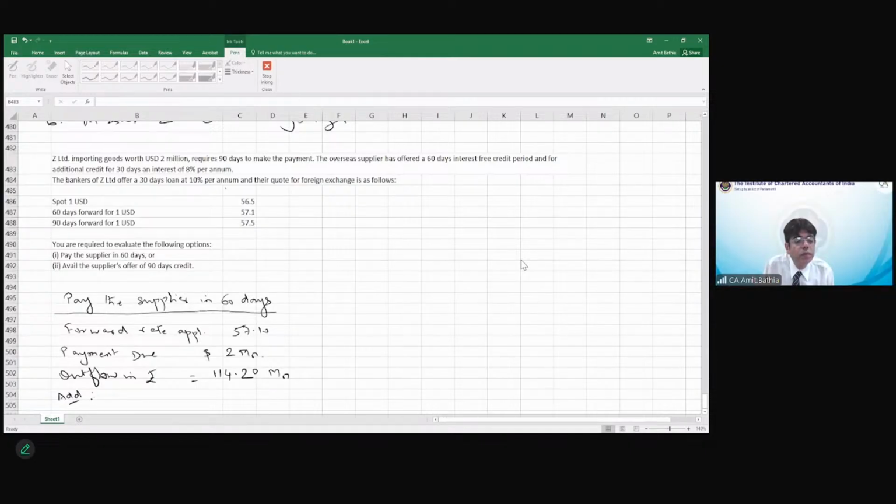Plus, I will have to pay interest, right? Why do I have to pay interest? Because I will have to avail a 30-day loan, right? So I'll have to pay interest on the loan for 30 days. That will come to how much?